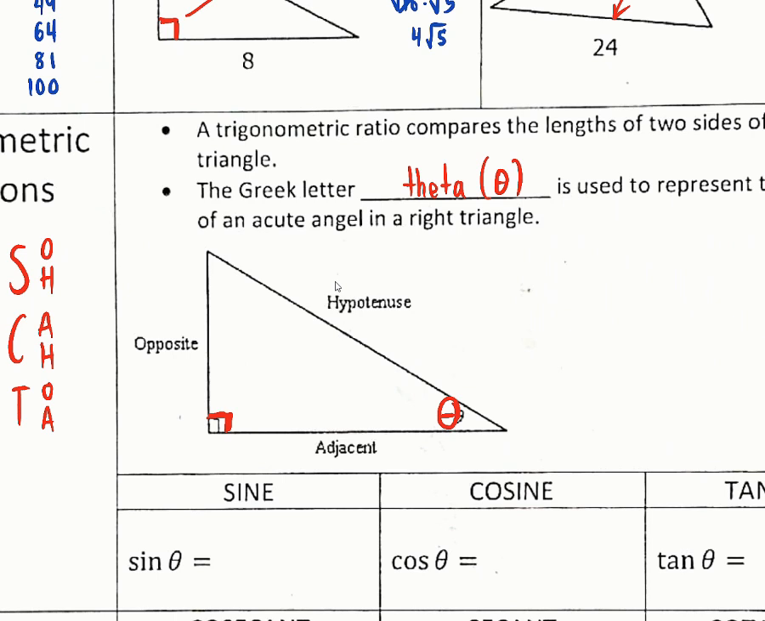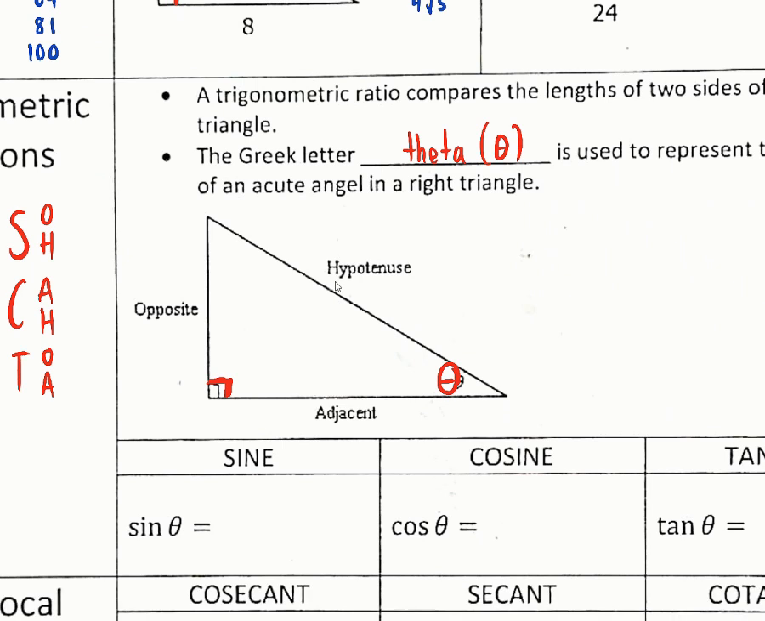Okay? So here are the trig functions and how they work. Sine is SOH. Well, look at this, guys. According to theta, there are two legs, right? The hypotenuse is the hypotenuse. There's nothing you can do about that. But there are two legs. The leg that touches it is called the adjacent leg. The leg that does not touch it is called the opposite leg.